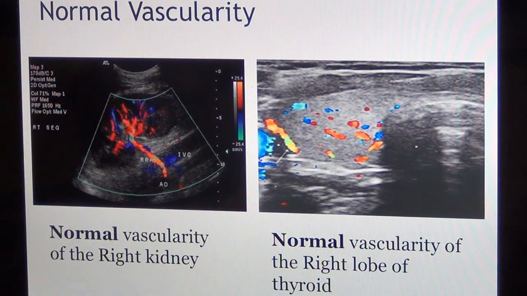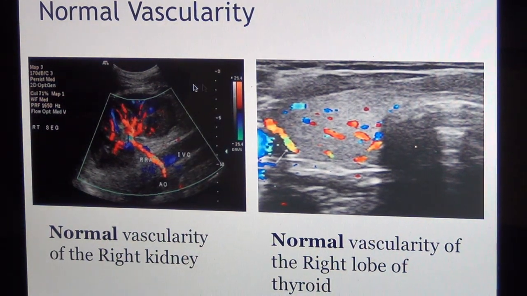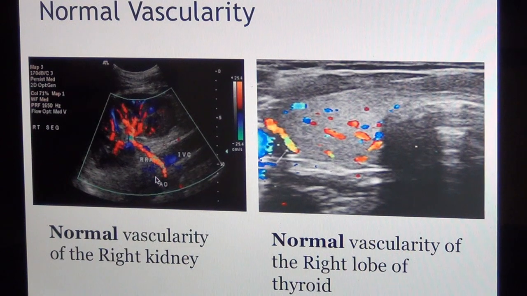Now, normal vascularity. So this is the kidney, this is the renal hilum. The artery is passing through it, the vein is there. So you will see the artery and vein all over. This is the normal picture, normal vascularity of the right kidney. And this is normal vascularity of the right lobe of the thyroid gland.